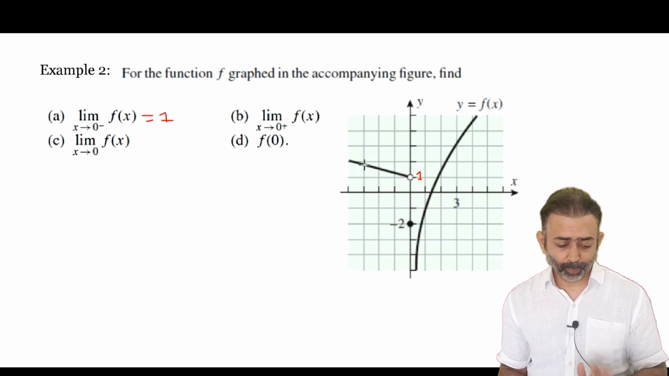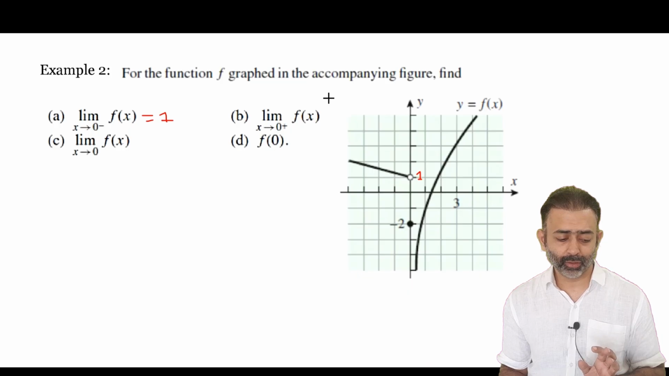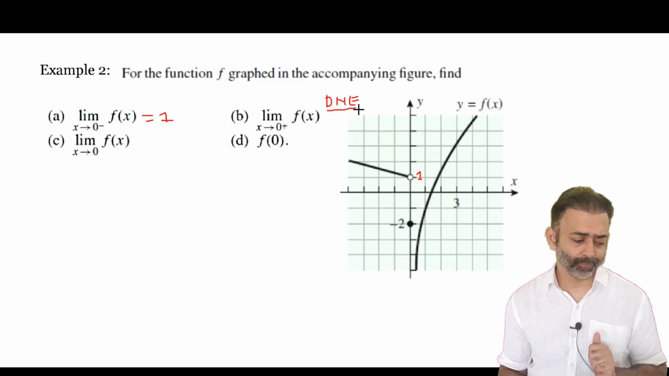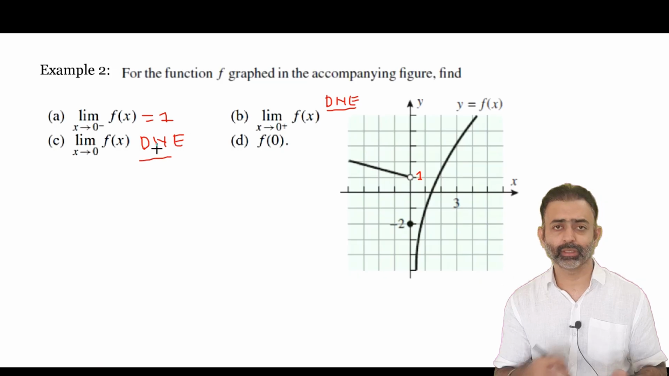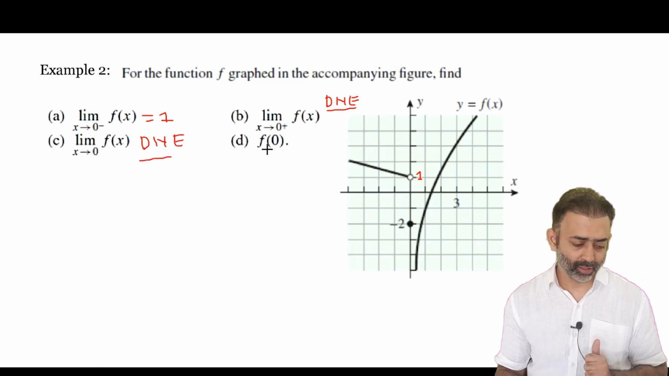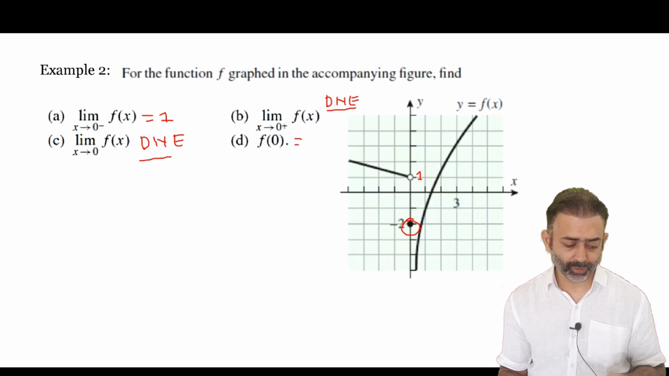For 0 plus, it is -infinity. Limiting value is -infinity. So either you can write infinity, or also, to be exact, I should write does not exist. Limit of f(x) when x tends to 0 again does not exist, because left hand and right hand limits are not equal. And the value of the function at x equal to 0 is defined as -2.